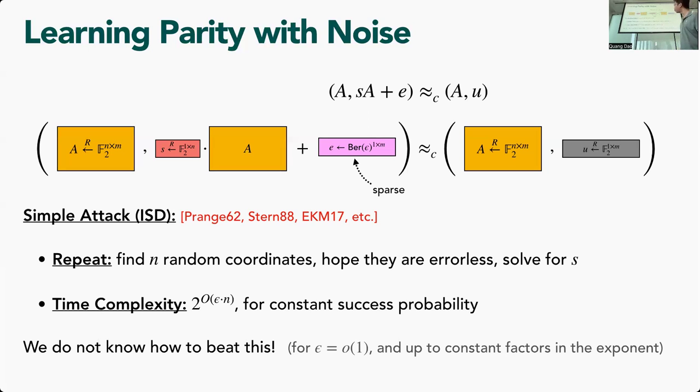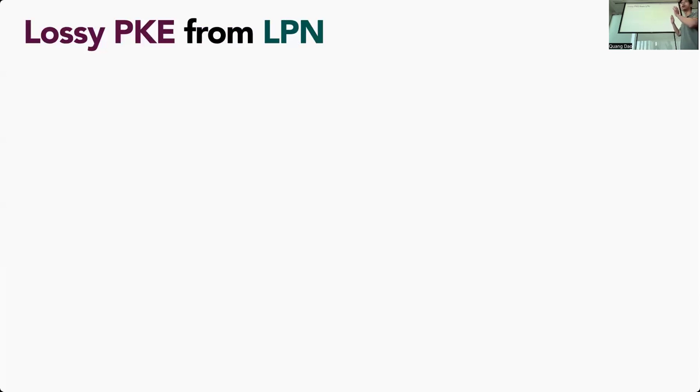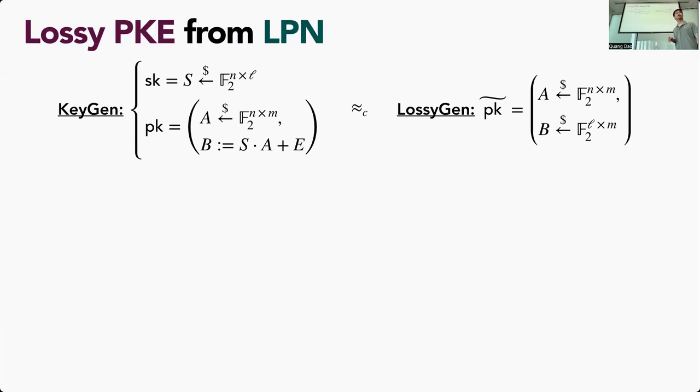So how might we construct lossy PKE schemes from LPN? The idea here is that your public key should be this LPN sample, this A and then B, which should be SA plus E. Here I write it in matrix form, but you can just think of it as having many LPN samples, like S1A plus E1, S2A plus E2, and so on. You collect them into a matrix B. And then the lossy key is when you don't do this. B is just a random matrix.